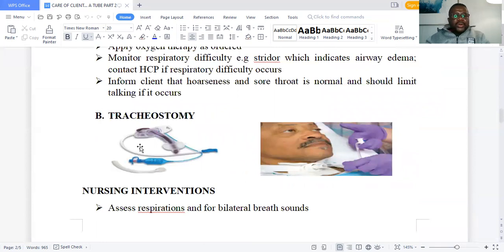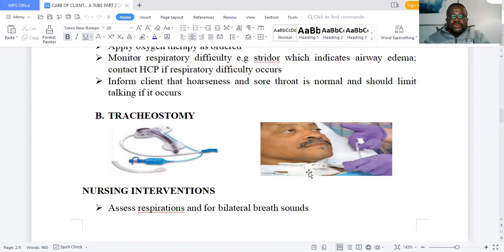Okay, now this is how the tracheostomy looks. It also has a balloon here. You can see this blue part is the balloon. And this is a patient already on a tracheostomy tube. I told you a few minutes ago that it is passed from here into the trachea, and there's an inner cannula here, and a tie here to keep it fixed. And this nurse is suctioning the client, you suction from here.